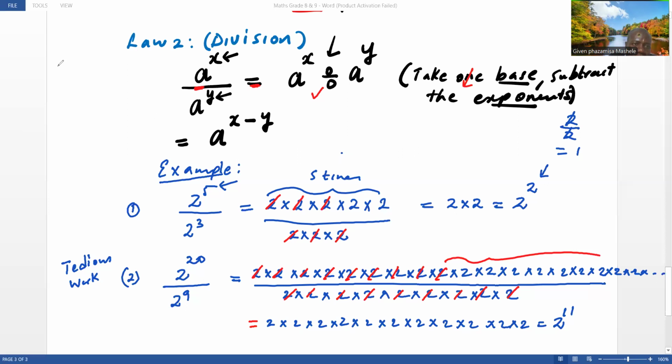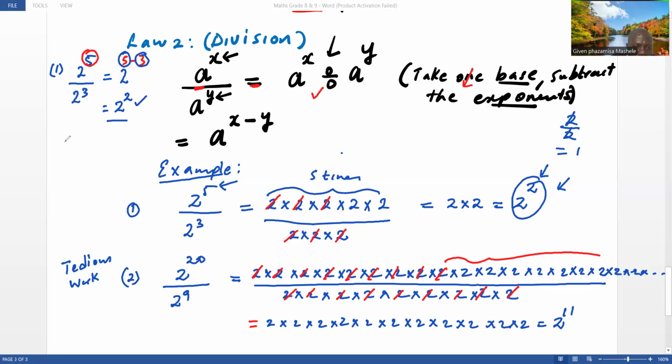From now on, wherever we have the same base for division, what do we do? We take one base, which is 2, and we subtract the exponents. So we start with the one at the numerator, which is 5. So we're going to have 5 minus 3, and that gives us how much, guys? This gives us 2 to the exponent of 2. You see that we got the same answer as this, but we used a shorter approach.